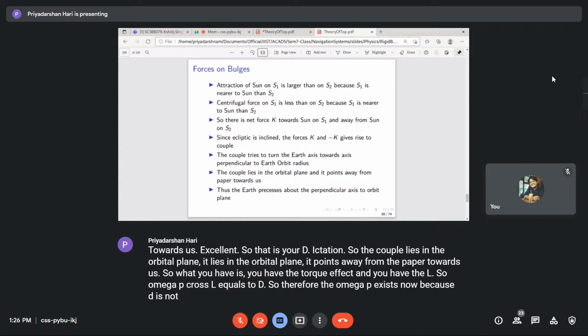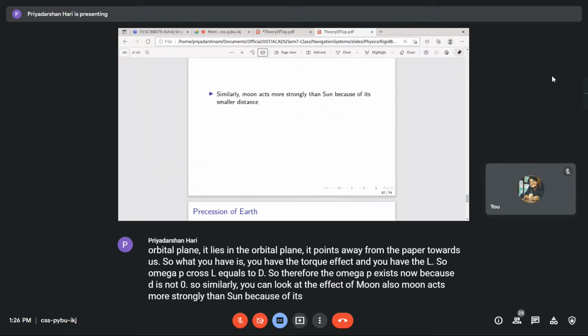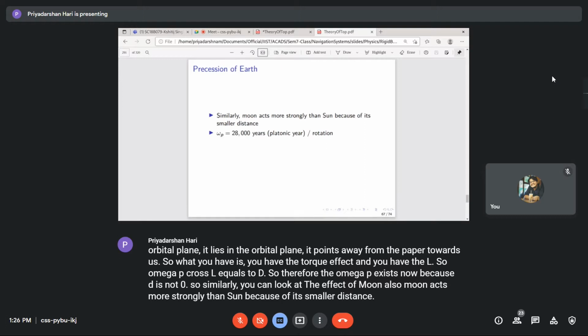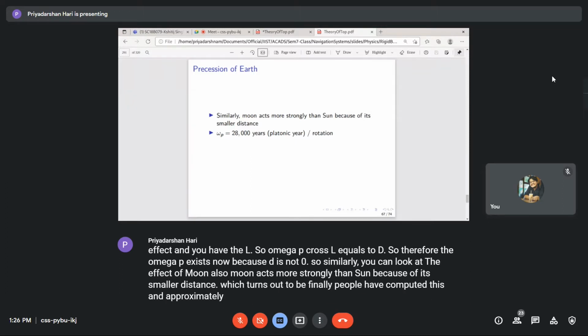So similarly, you can look at the effect of the moon also. The moon acts more strongly than the sun because of its smaller distance. So this turns out to be, finally people have computed this, approximately 26,000 to 28,000 years.